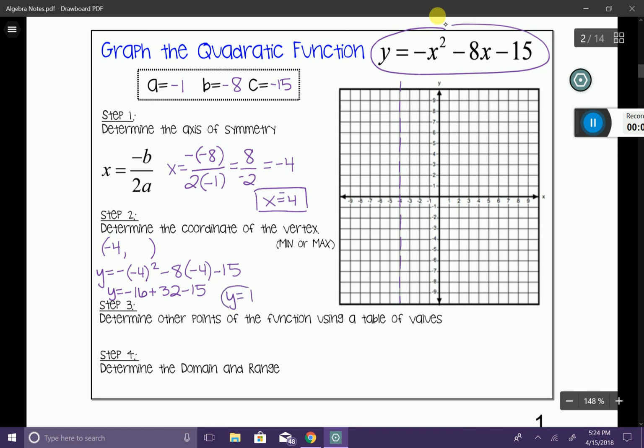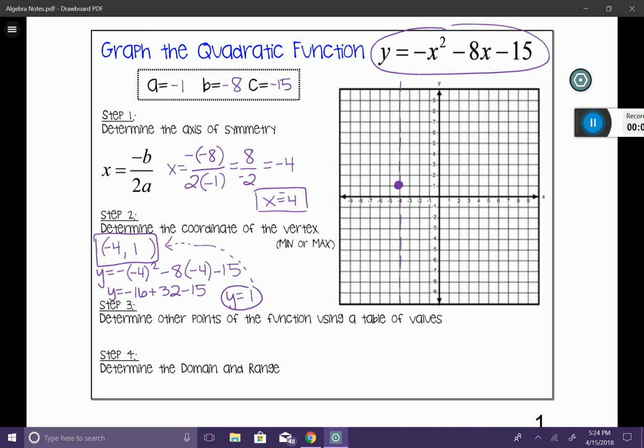So since I got that y equal to 1, that gives me my vertex. So I'm going to take that 1, and I'm going to place it in my vertex coordinate. So this right here is the vertex of my parabola. So let's go ahead and plot it. Negative 4 and positive 1. There's the vertex.